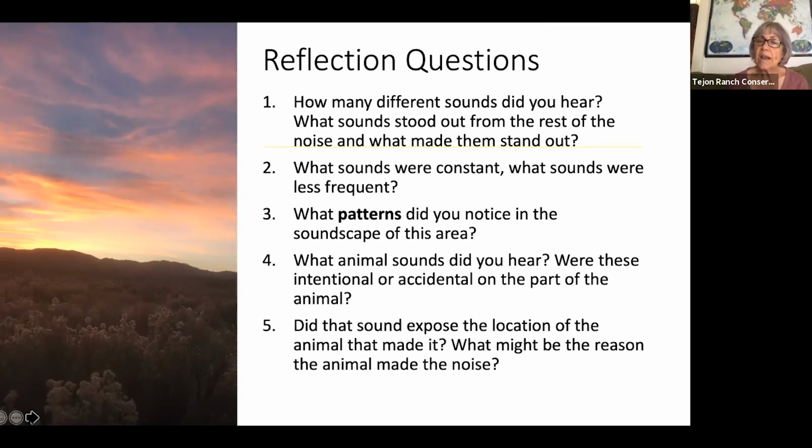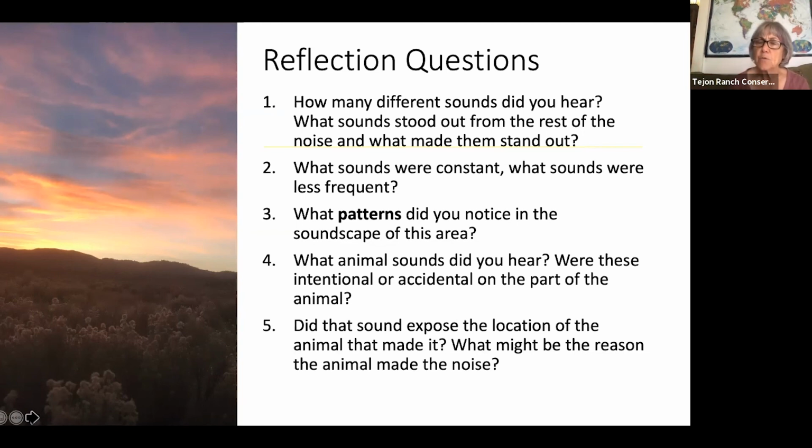And then what animal sounds did you hear? Were there intentional or accidental sounds on the part of that animal? Example, if it was maybe a bird rustling through a bunch of dried leaves, and what you heard wasn't the bird, but those dried leaves, and you turned and looked at that bird because it was in the leaves, that was not intentional. That said, what sounds expose the locations of those animals that made the sounds?